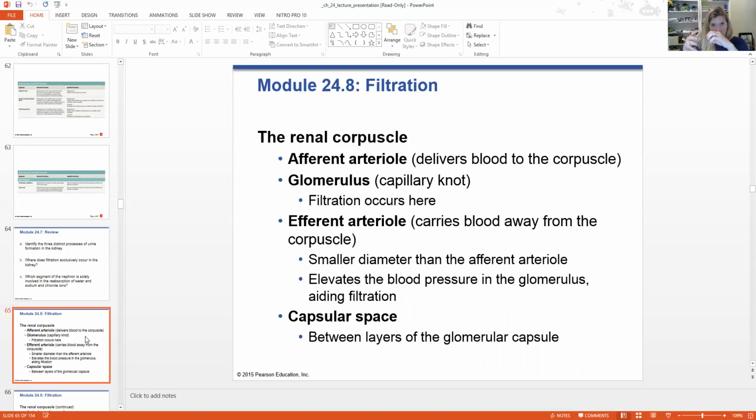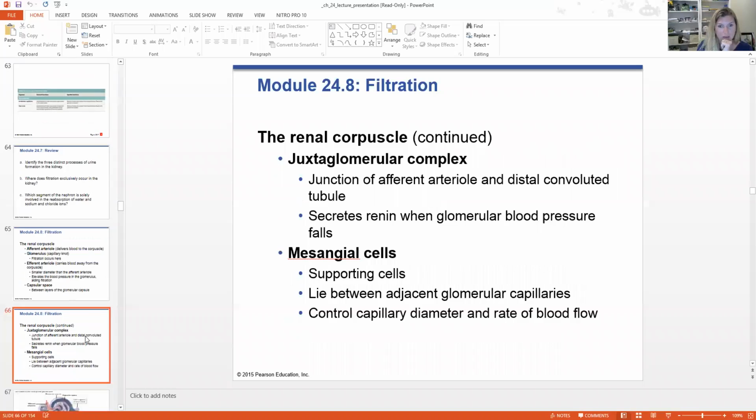So the corpuscle is the whole thing. You have your glomerulus and then this big catcher's mitt surrounding the glomerulus, which is the capsule. The capsular space is the space between the glomerulus and that outer capsule.